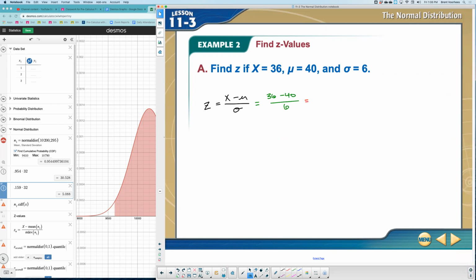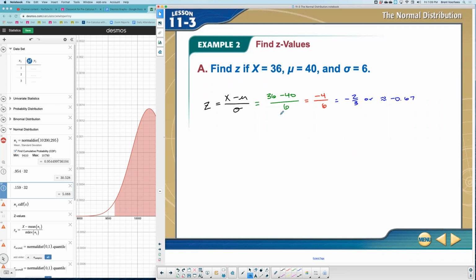So 36 minus 40 is negative 4. Divide that by 6. I'm getting negative 2/3, or approximately negative 0.67, with the 6 repeating.